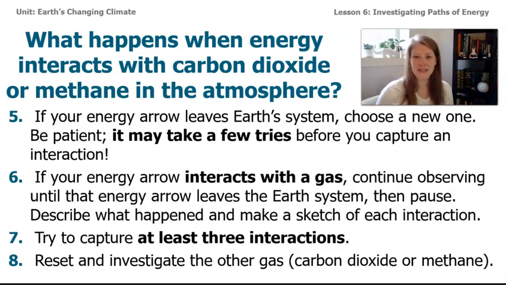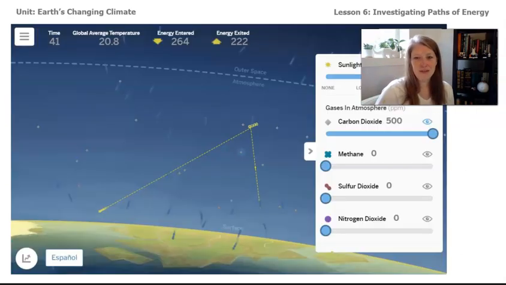Try to capture at least three interactions to show what you're seeing, and then reset and investigate the other gas. The two gases we're investigating are carbon dioxide and methane. And once you do that, you'll have something that looks sort of like this, hopefully. We'll see. But I think you should draw a picture of it just to show.